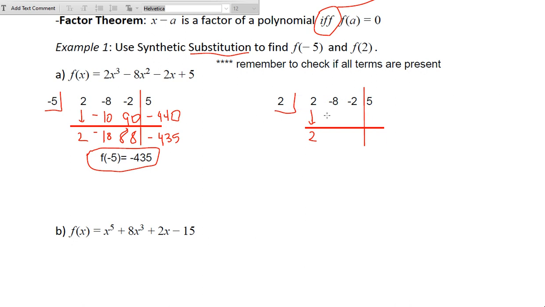So 2 times 2, 4. Negative 8 and 4 is negative 4. 2 times negative 4 will be negative 8. Add negative 2 and negative 8 to get negative 10. 2 times negative 10 is negative 20. And then 5 and negative 20 is negative 15. Okay, so I have just determined that f of 2 is equal to negative 15. Nice and simple.